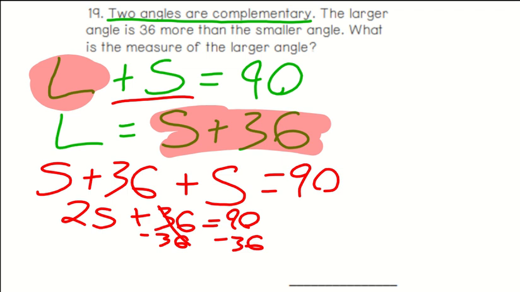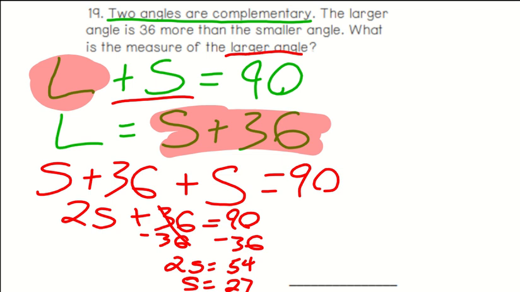When I subtract it on the other side, that gives me 54. So I got 2s equals 54. I'm not going to write the division because I'm running out of space, but I divide by 2. 54 divided by 2 is 27. All right?